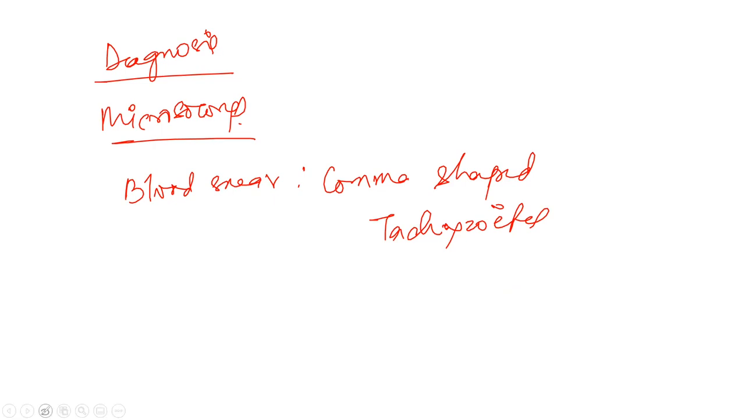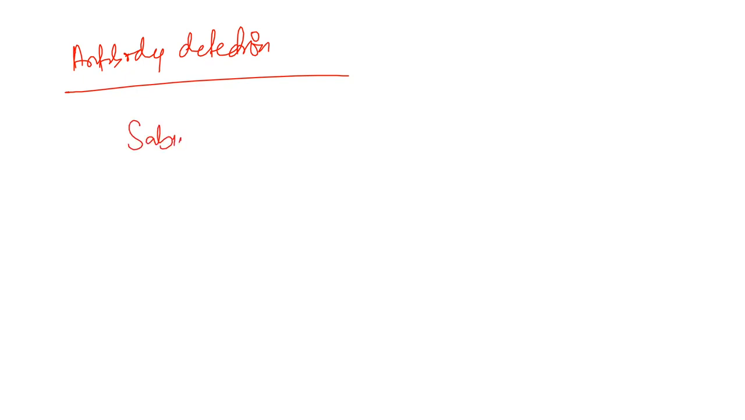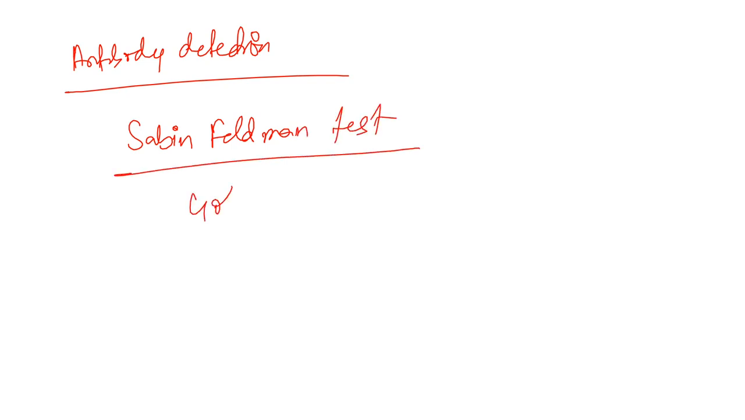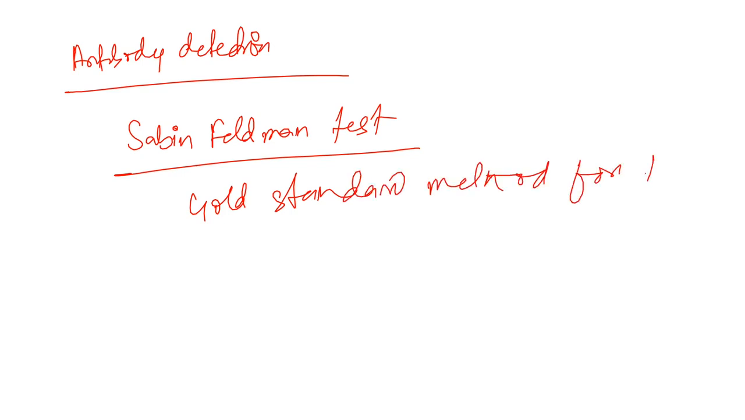Now we will talk about antibody detection. We use the most important test, which is obsolete now, but in questions it keeps on coming every now and then. Sabin-Feldman test. This is the gold standard method for testing toxoplasma.